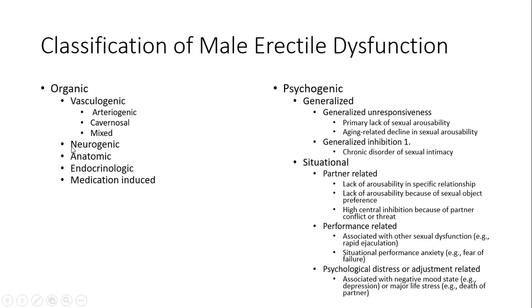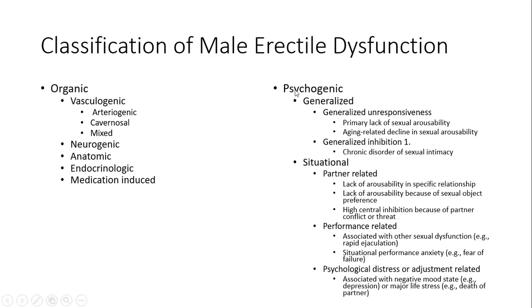Neurogenic, so when we have a neurological lesion, not psychological, a neurological lesion which causes dissatisfying erection. Then anatomic, so anatomic inability to have it. Endocrinologic, like decreasing of testosterone level or increasing of prolactin level. And medication induced. So might be some drugs, and we're going to discuss it a little later. They might cause erectile dysfunction.